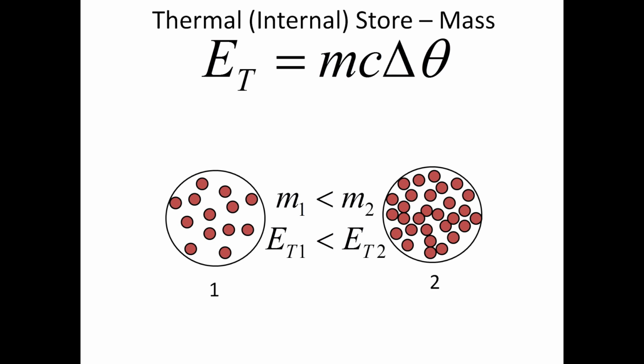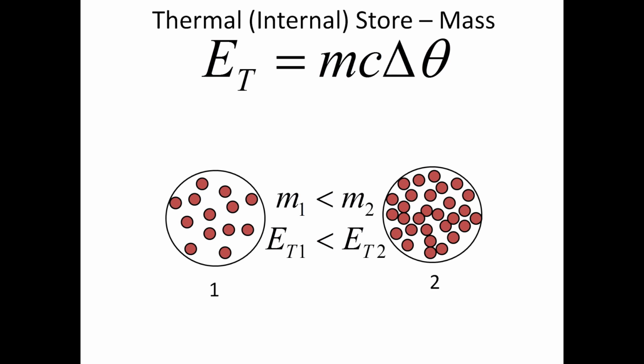You can consider a pair of kettles, one which is full and one which is half full. The one which is half full will boil more quickly because it requires less energy to increase its temperature. That is because it has a smaller thermal store.